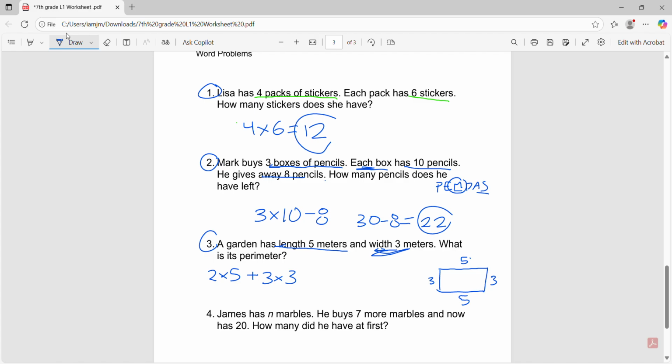Left to right. First one here, 2 times 5, we would get 10. Leave the addition on here since it comes later on, because we have 2 multiplications. Now we move on to our second one, 2 times 3. 2 times 3 is 6. Now we're able to add. 10 plus 6 equals 16. Don't forget the meter sign. So its perimeter is 16 meters. The garden has a perimeter of 16 meters.